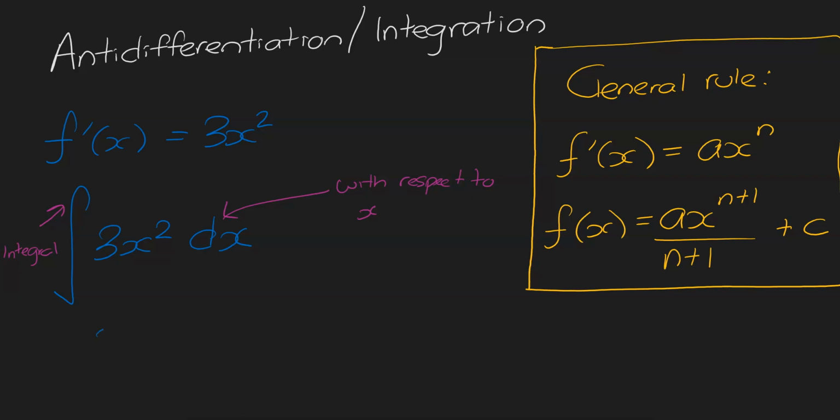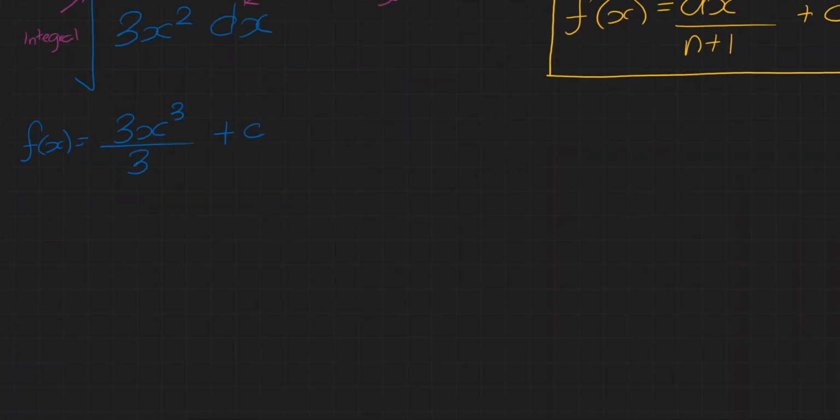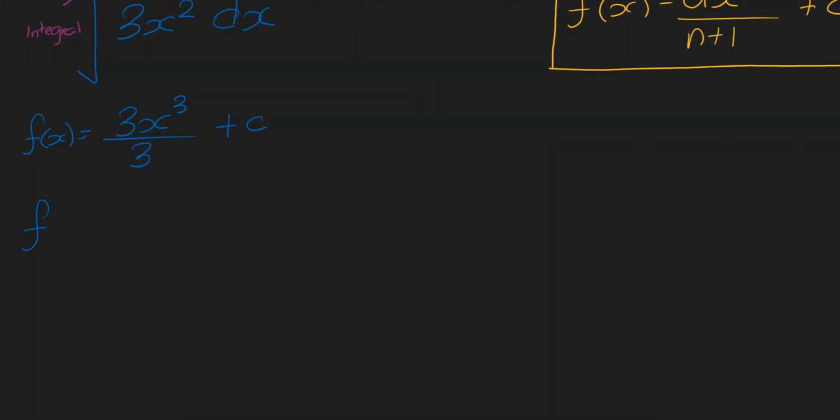So we'll have 3x to the power of 3, so 2 plus 1, divided by that new power, plus c. All right, so this now becomes f of x. We can obviously simplify that, and we get f of x is equal to 3 over 3, which is just 1, so x cubed plus c. And that constant could be anything, but we just leave it as plus c. That's how you actually leave your solution.